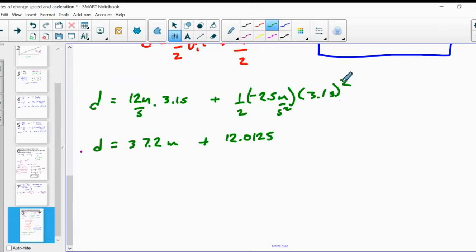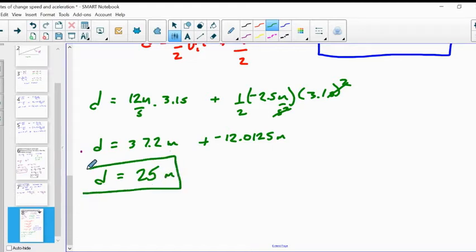12.0125. And when I look at the units, I see seconds squared on top and seconds squared on the bottom, so these will cancel, and I'm left with meters, which is fantastic. We need to check our units. We got meters plus meters, which is good. So our distance is going to be 37.2, oh, that's a negative, 37.2 take away 12.0125. I'm going to do this to the proper significant digits, and we're going to end up with 25 meters. That's how far our skateboarder went while her skateboard slowed down.